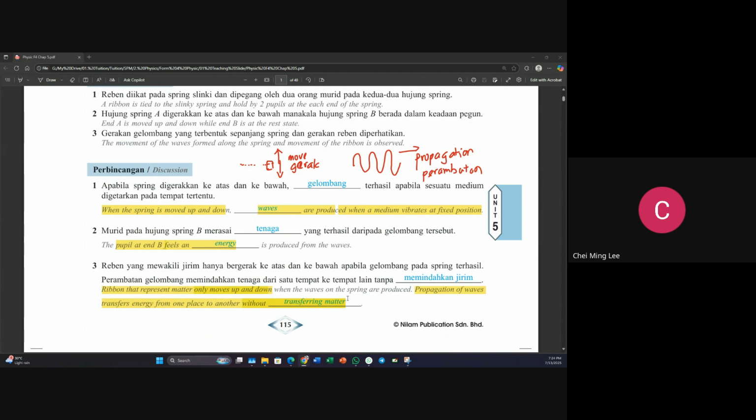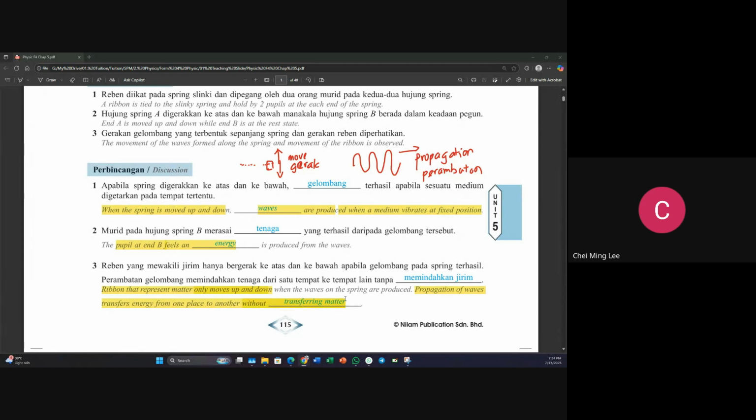Only energy was transferred. So if you swing strongly, the other side will feel the strong wave, but the ribbon won't go forward. It will only stay at that fixed position, and the energy is transferred from one end to another. And this transfer of energy we call propagation with direction.